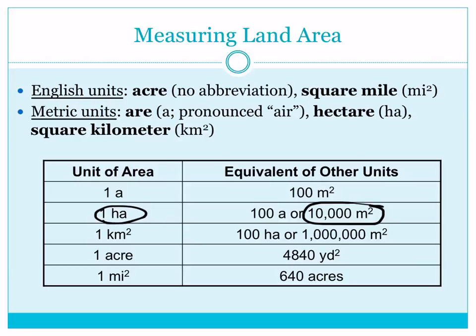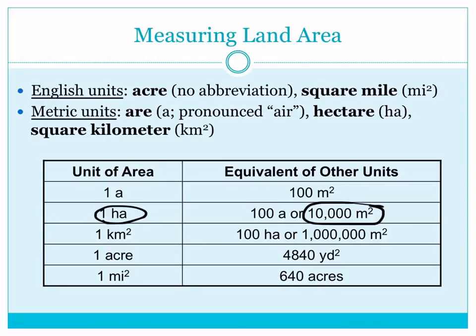You can also measure land. The English unit for measuring land is acres, and there is no abbreviation for that. There's also the unit of square miles, which of course is miles squared. And then we have metric units as well for measuring land. We have the are, whose abbreviation is just the letter A. We have the hectare, HA, and then we have the square kilometer.